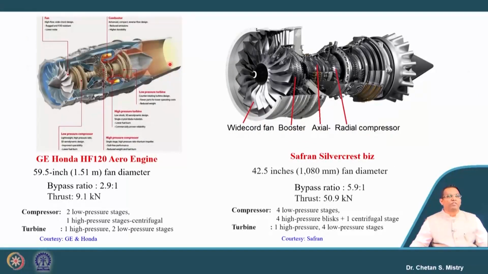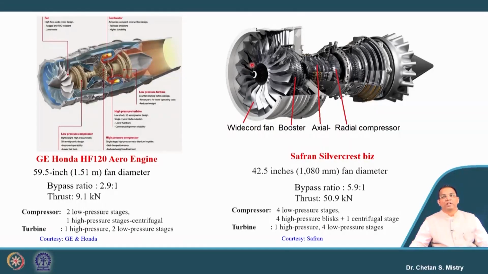So, let us see another kind of configuration. This is a small engine, used for small business jets. It is a collaboration between GE and Honda, called the HF120 engine. The beauty of this engine is that it has a diameter of around 1.51 meter, with a wider chord blade, followed by 2 stages of LP compressor, then a centrifugal compressor, and a reverse-flow combustor, followed by the HP turbine and LP turbine. So, this is also of the configuration we are discussing at this moment.